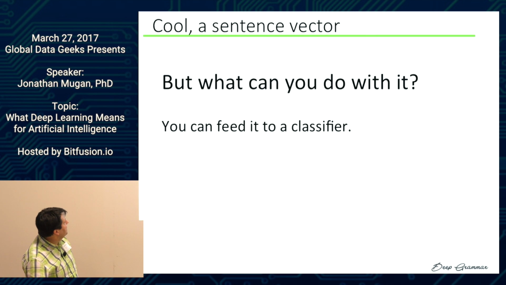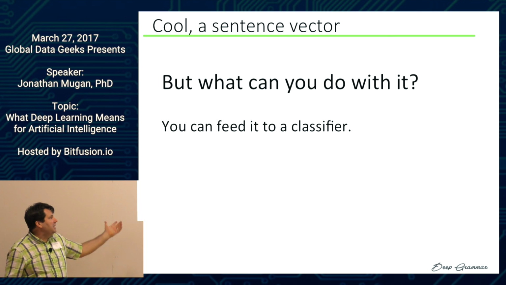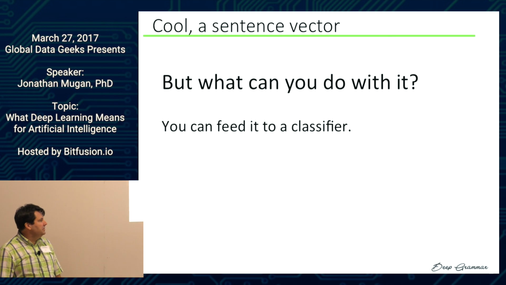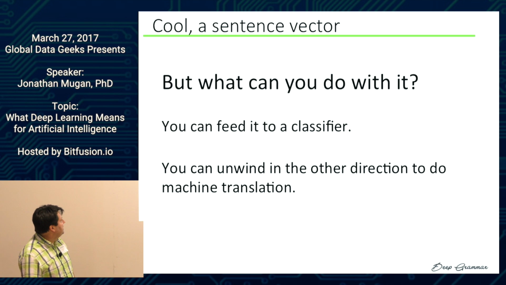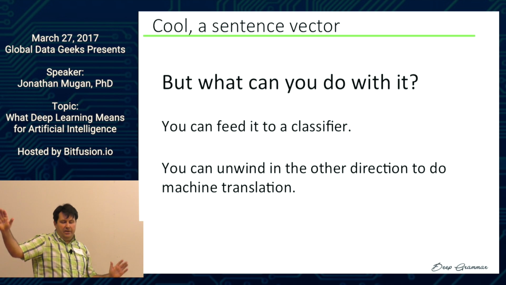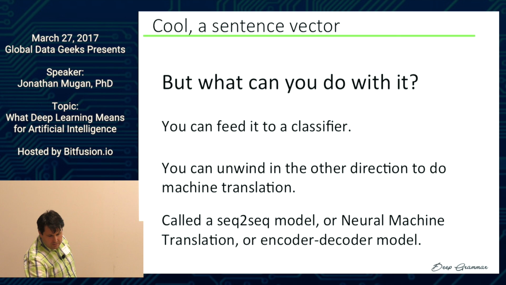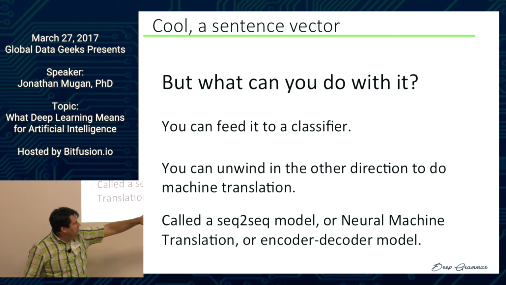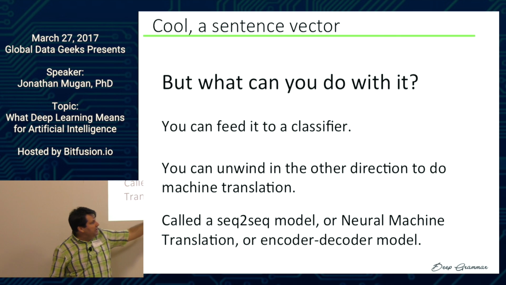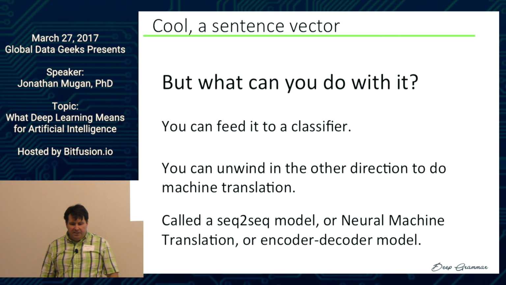OK, so what can you do with this? Well, you can feed this into a classifier. So you can find sentences that are positive or negative. Did people like my product? Well, let me look at all the Twitter posts and run my classifier on it. You can also do machine translation. So you can unwind in the other direction. And these models where you unwind in the other direction are called sequence-to-sequence models, or neural machine translation, or encoder-decoder models. And we'll see an example of that.